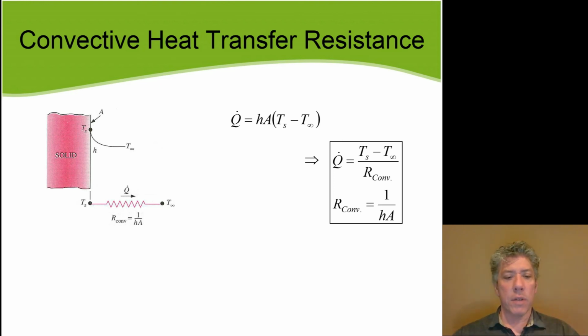So the convective heat transfer coefficient, the larger it is, obviously the larger the heat transfer rate, the lower the resistance. Makes sense that it's in the denominator. And the area of the solid is the same as it was for our conductive heat transfer problem before. It's the same argument, right? That the more area you have, the higher the heat transfer rate will be. So it makes sense that both of those terms will be in the denominator when we're trying to calculate a resistance to convective heat transfer.